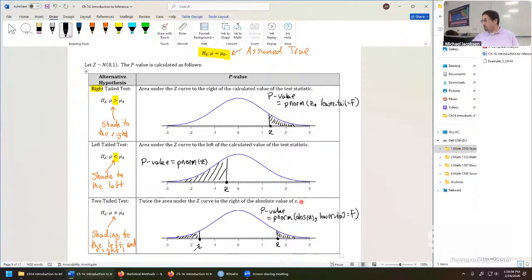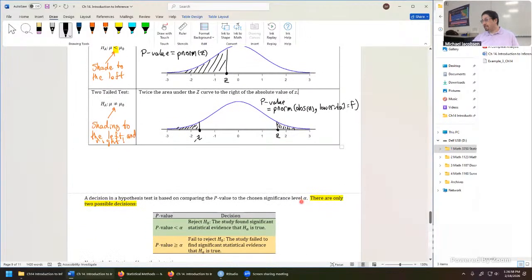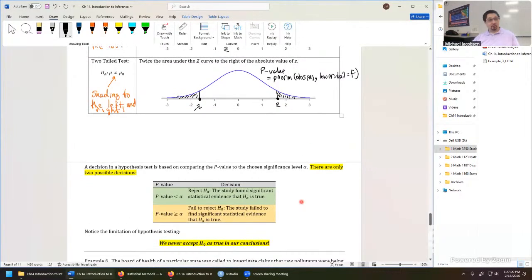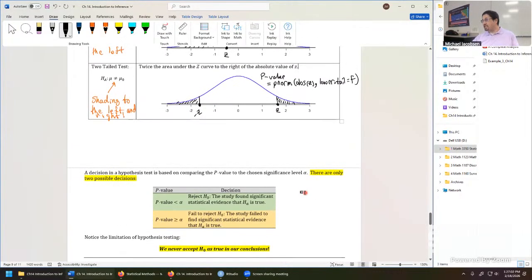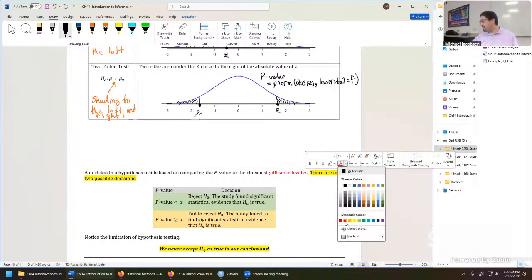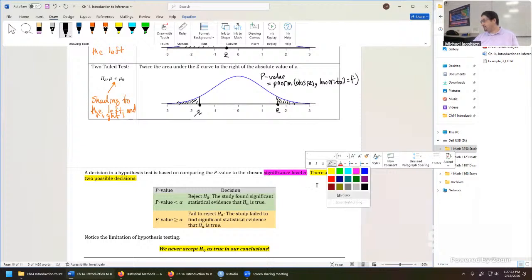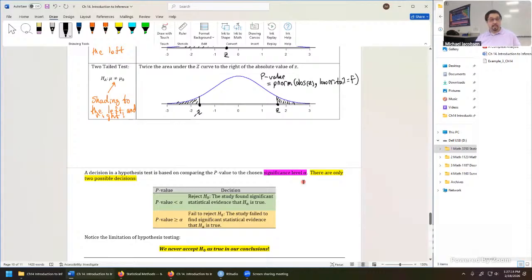Okay, so now that we have the p-value, here is the next big and important table. Remember that significance level alpha that we kept bringing up over and over again? It makes a comeback right here. The significance level alpha is what we compare the p-value against.